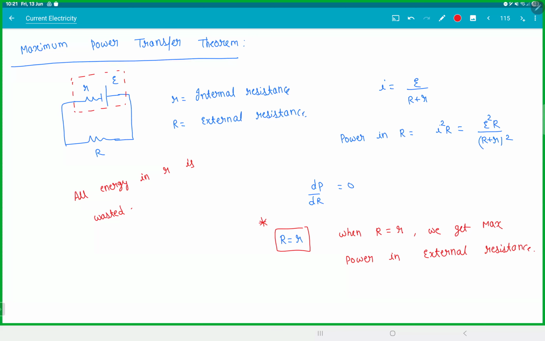Now see, if R is equal to r, it means the internal resistance and the external resistance are producing the same amount of power, isn't it? That is actually pretty sad. That means even if you take the most efficient battery, you can't get more than 50% power. 50% is always wasted. This is the reason why we generally don't use batteries for long-term storage purposes.